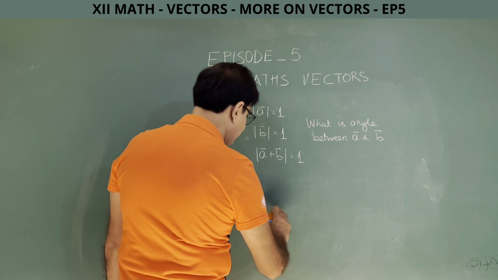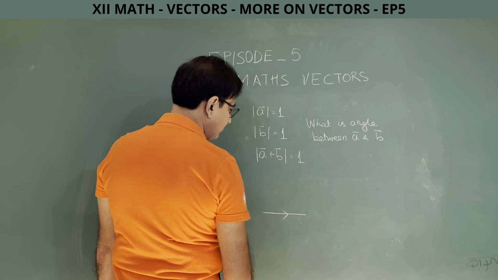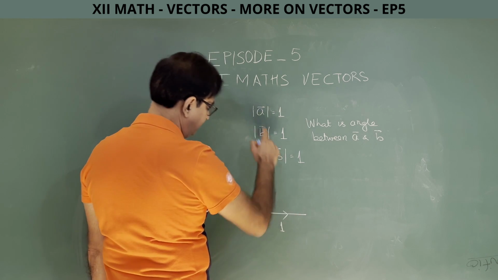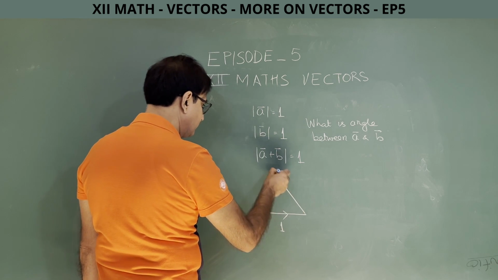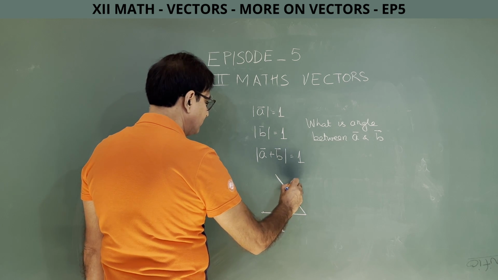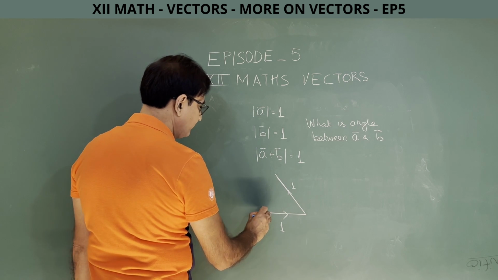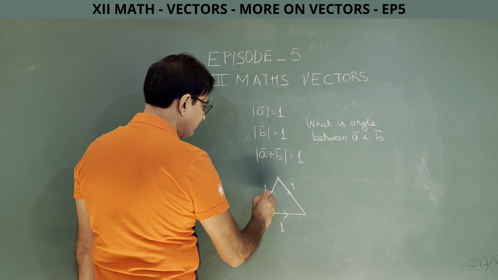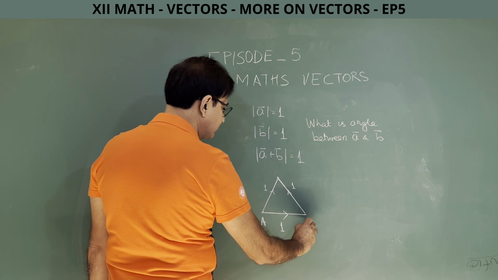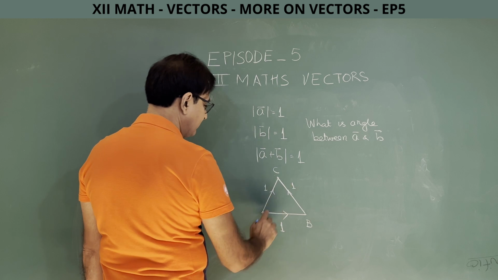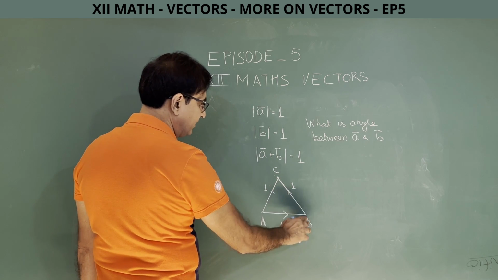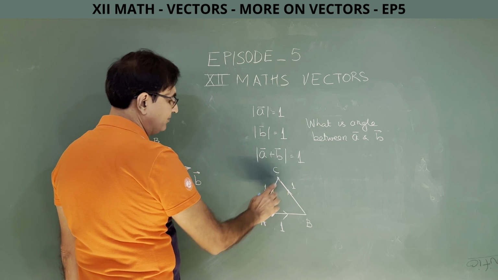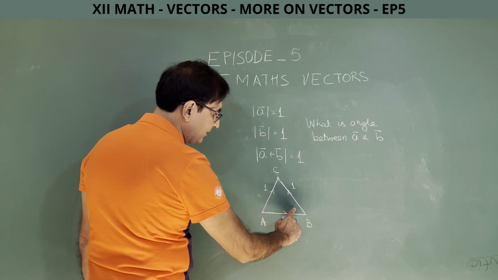See, let me draw a diagram. This is vector A, magnitude 1, alright. I am not writing A, I am just speaking. This is vector B, magnitude 1, and this is their sum, the magnitude is also 1. Let me give alphabets A, B and C. Vector AB magnitude 1, vector BC magnitude 1, vector AB plus BC, that is vector AC, magnitude 1. You have to find this angle.